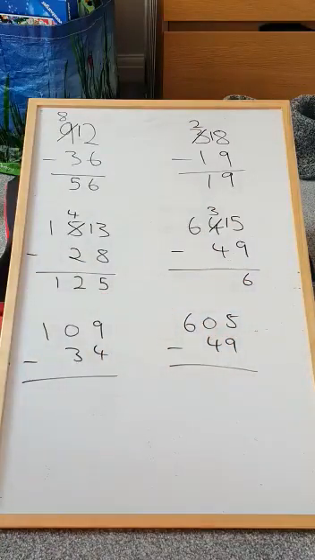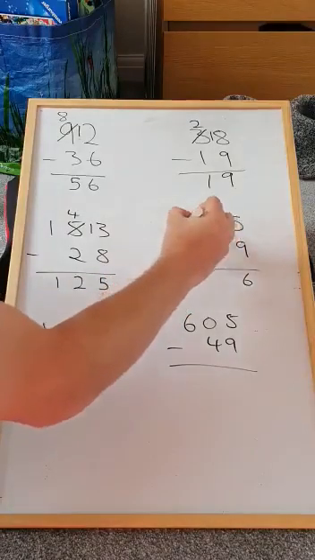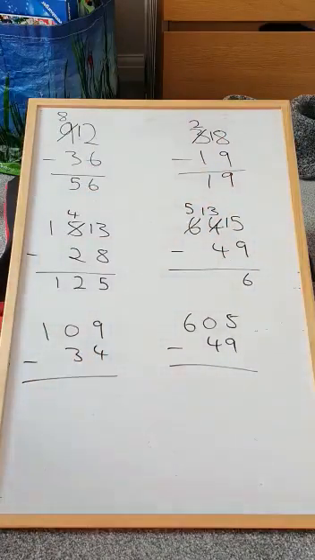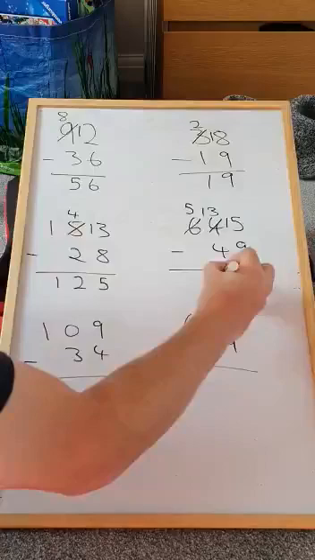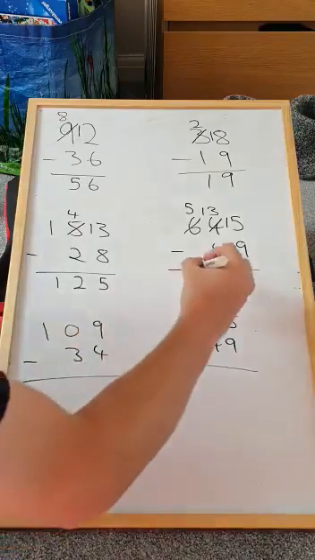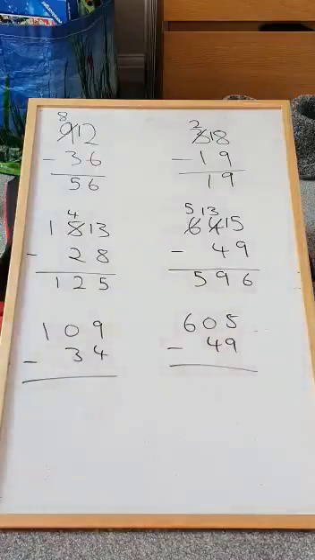On to our next column. We've got 3 take away 4. We can't do 3 take away 4, so we need to borrow again. So we're going to borrow from the 6. The 6 is going to become a 5. And we move the 1 across. So we've now got 13. 13 take away 4 equals 9. And then our last column, we've got 5 take away nothing. 5 take away nothing is still 5. So our answer to 645 take away 49 is 596.